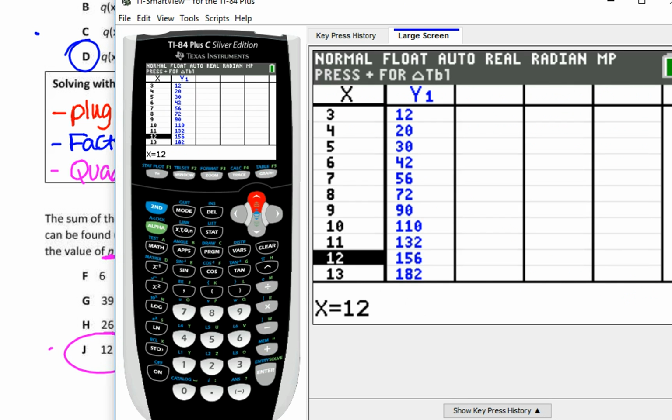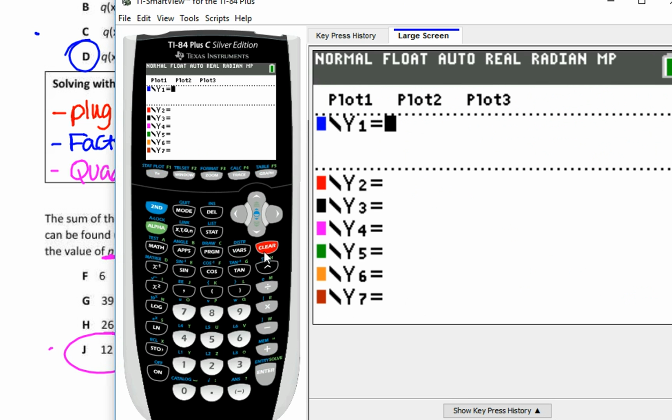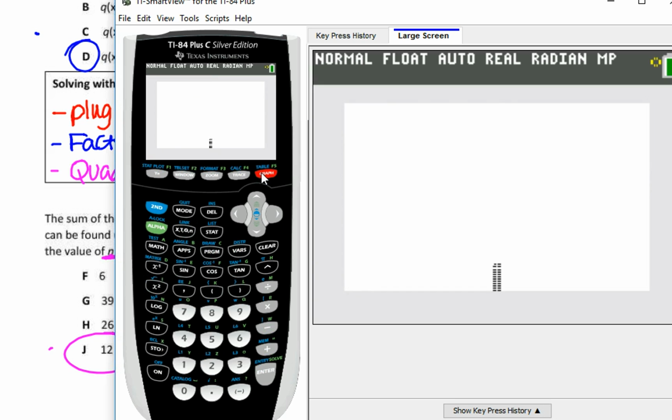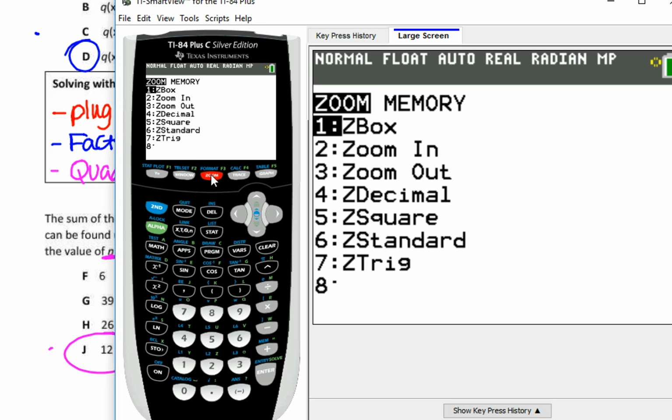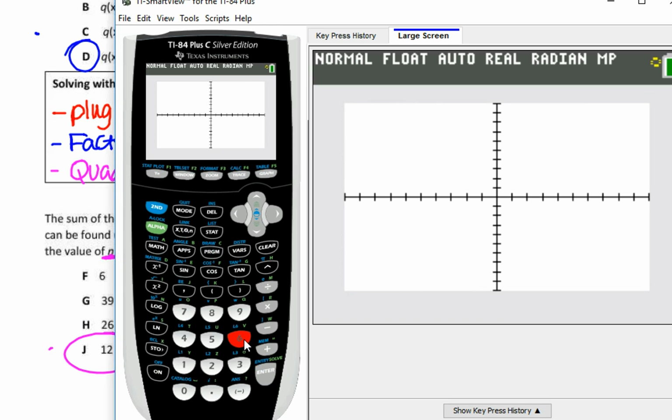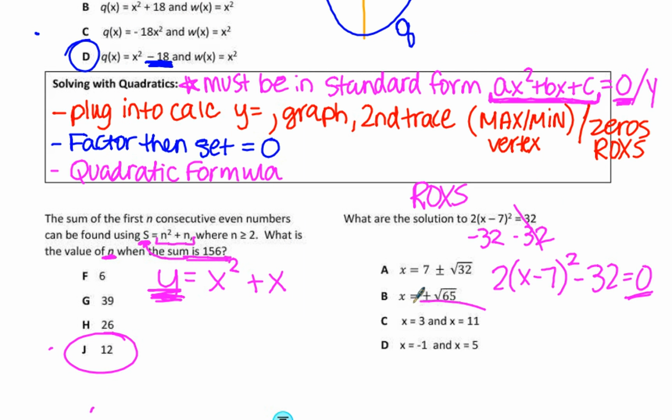So I got that done. Now I'm going to go to y equals and plug that into my calculator. I have 2 times (x minus 7) squared minus 32, and I'm going to go look at my graph. Again, the solutions are talking about our x-intercepts. I want to see where those things are intersecting. I'm going to zoom back to my standard screen and see where these cross my x-axis. I see one of my intercepts at 3, and I bet the other one is over there at 11. Looking at my answer choices, this is going to be my best answer choice here.